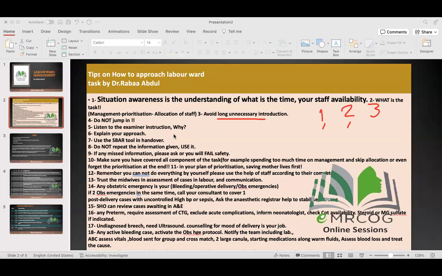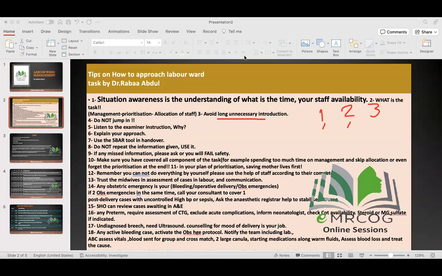But the thing is, whatever you feel you're comfortable with, do it. But keep on track, right? Finish the task with the 3 things required from you covered: management, or what you are going to do for every case, prioritization, and allocation of the staff. This is what I ask you to do. How will you do it? It's up to you. Explain it to the examiner and go on with it.